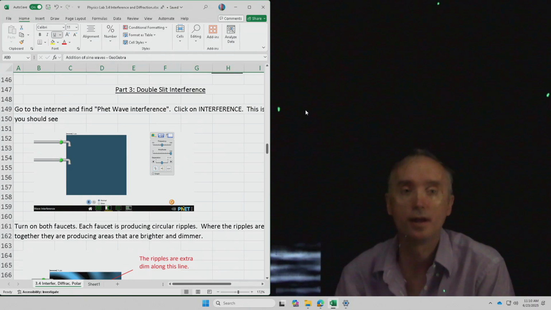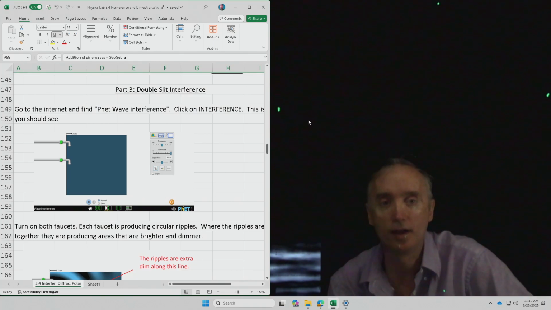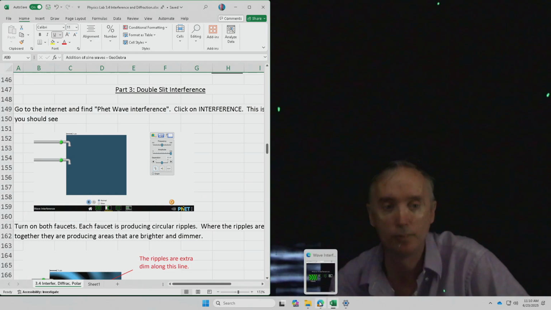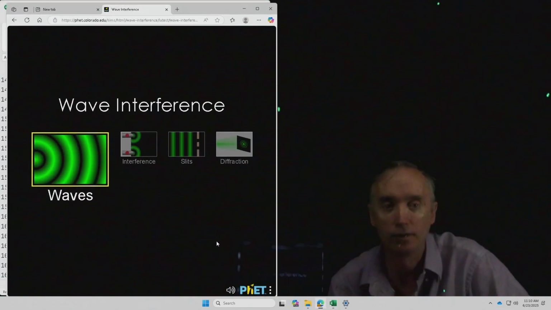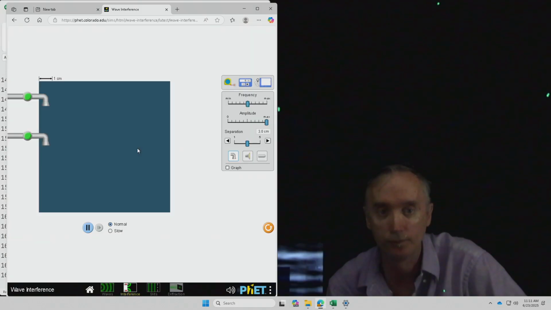Okay, I'm back, and now we want to do part 3 of the lab on double slit interference. But we're going to start with water waves. So it says to go to FET, wave interference, and then click on interference. So we're going to go back to here. Now we've already done this part here on waves in general, and now we're going to click on interference. So we're going to do this one.